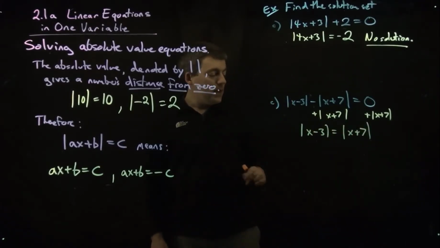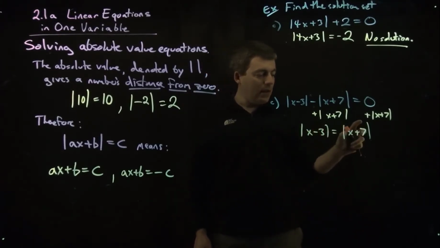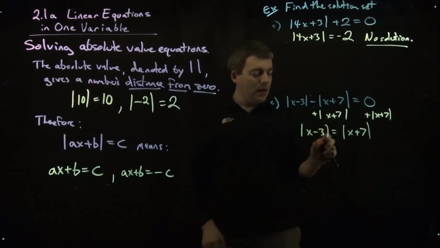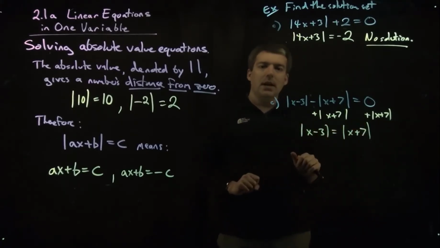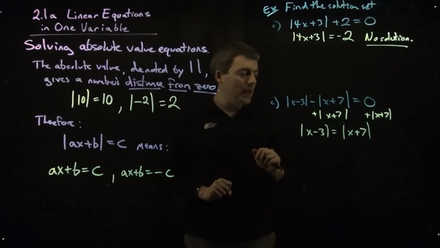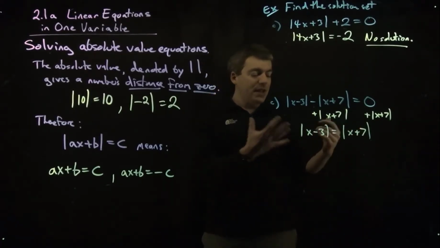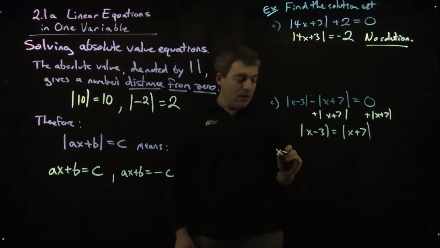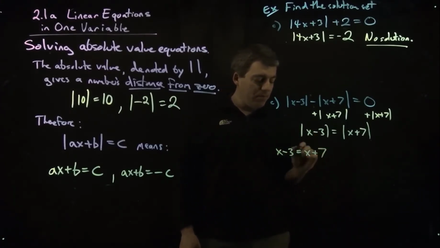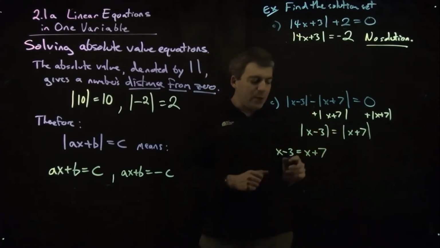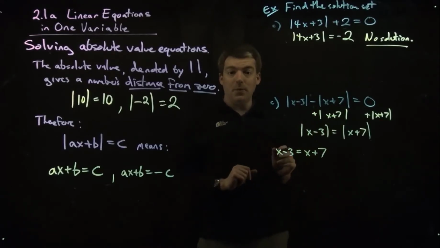All right. So this x minus 3 and x plus 7, the distance from 0 for both of these is equal. That's what this equation is saying. And so it could be the case that x minus 3 could be equal to x plus 7. That would satisfy this equation, right? If the values of them are equal, then their absolute values are going to be equal.